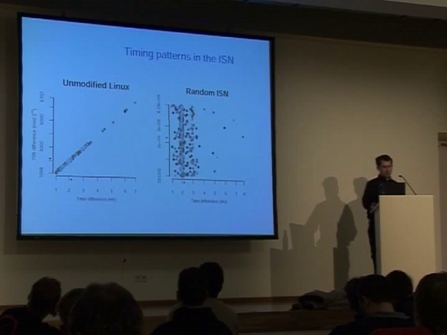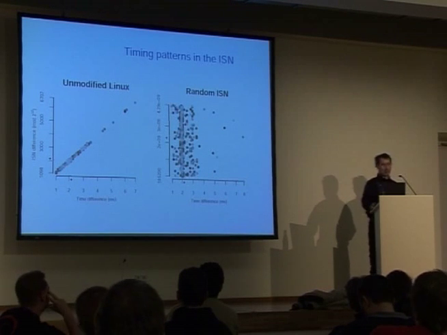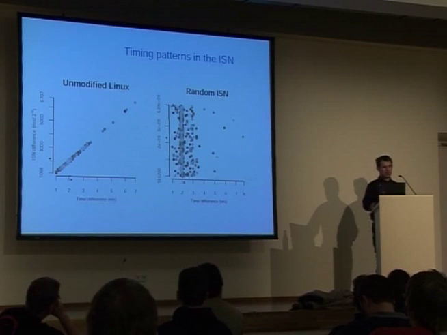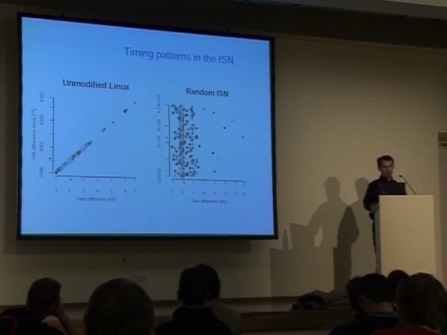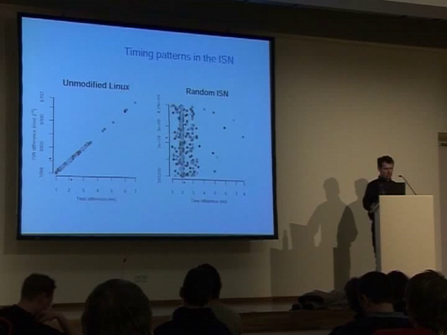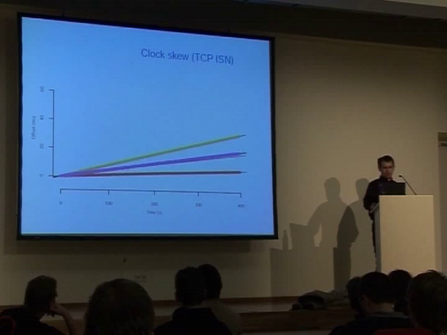There is a subtle difference here. The time difference on the x-axis is time according to when the packet is received, and the initial sequence number is the time according to the machine that sent it. That means you can use this to estimate the clock skew. And here's the output of that.